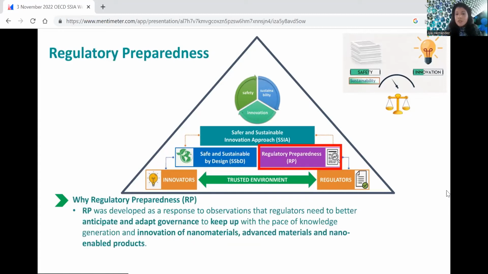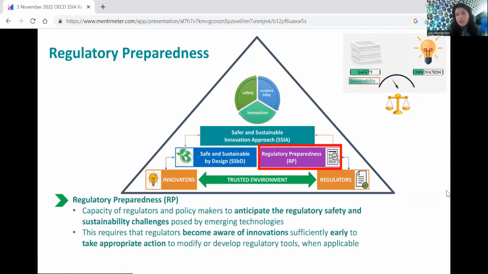But we don't just follow the safe and sustainable by design for innovators. We think that regulators here have an important role to play as well. So why regulatory preparedness? Regulatory preparedness was developed as a response to observations that regulators need to better anticipate and adapt governance to keep up with the pace of knowledge generation and innovation of nanomaterials, advanced materials, and nano-enabled products. Next slide.